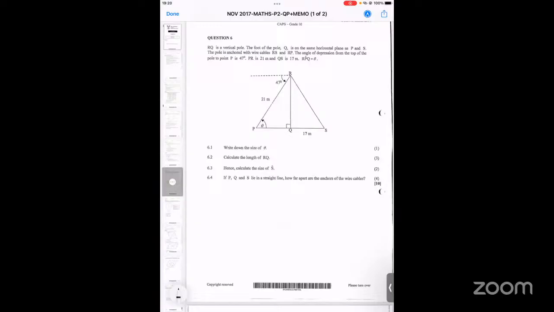So now 6.1, they want you to write down the size of theta. They are not saying calculate, but they are saying write down the size of theta. And if you write it down, they are going to give you 1 mark. If you've got an answer or an idea of what the answer could be, just mention your name and then I will recognize you.